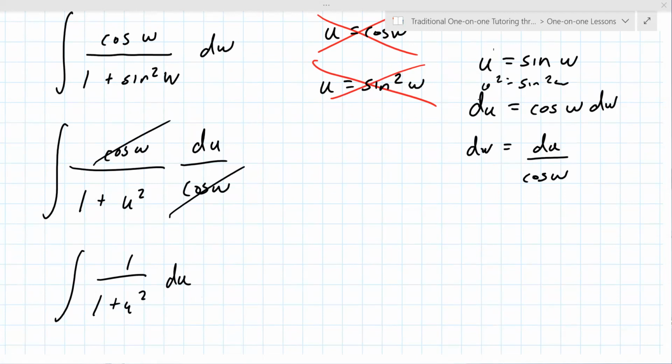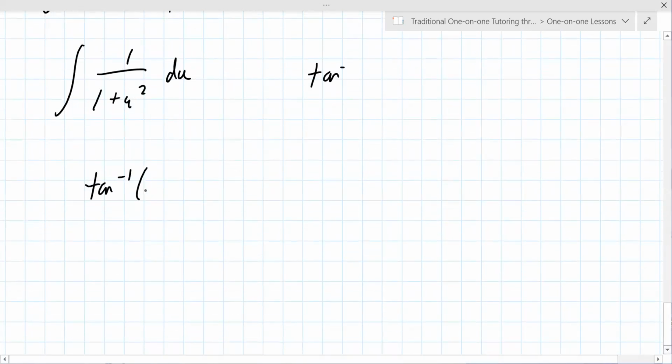Now, this is an integral you're supposed to know. This is arctangent of u. Which one? Well, there's a table, right? I sent you that. Let me send it to you again. Let me go look for it. I'll send it to you through WhatsApp. There it is. Yes, I got it.